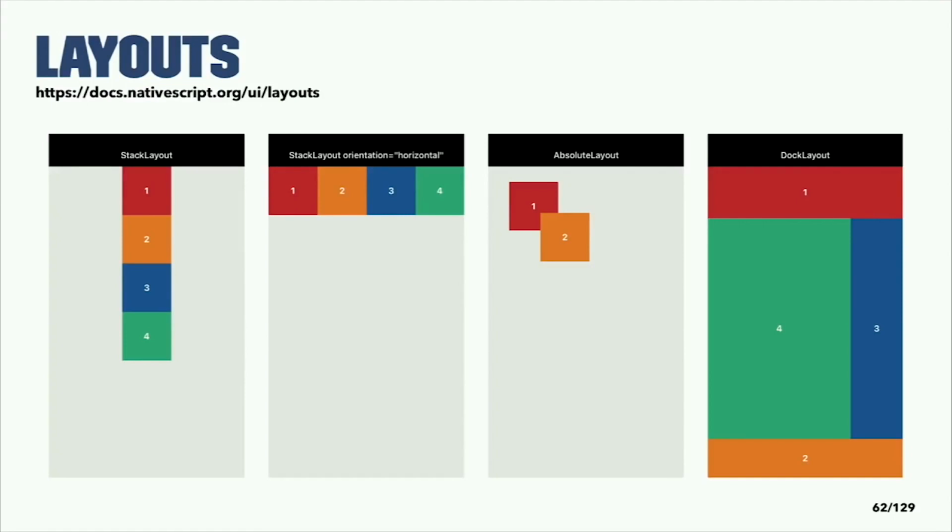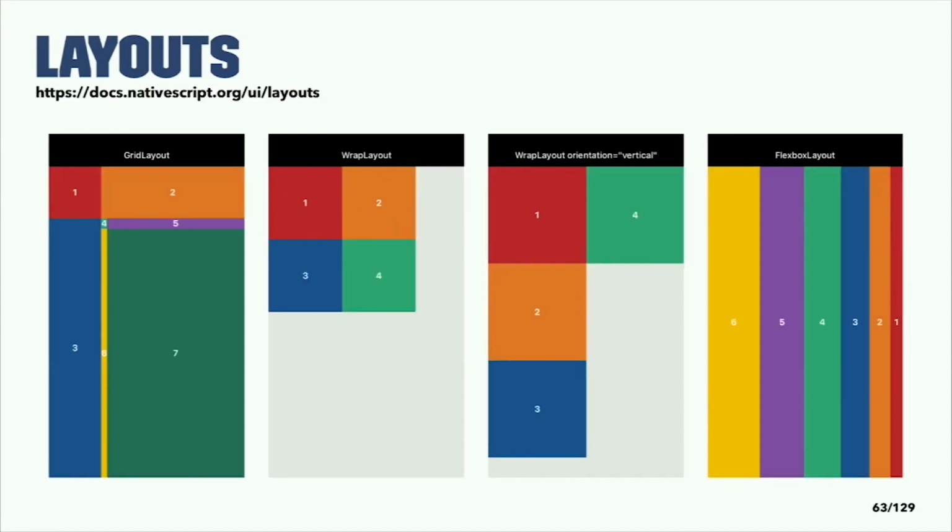And one that's used quite often is the dock layout, in which you can set a top and a bottom bar, for instance, and have them stay there, and just use the other space for the content. Grid layout is a bit like CSS grid and a bit like table on the web. And I will explain a little bit more about that later.